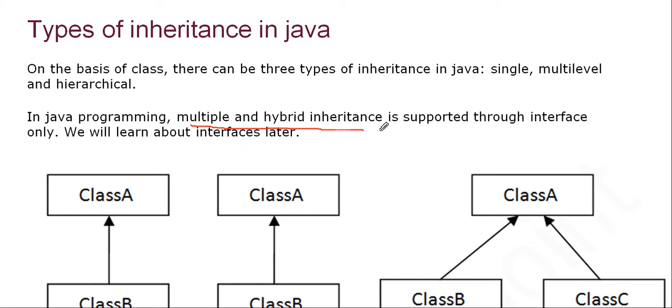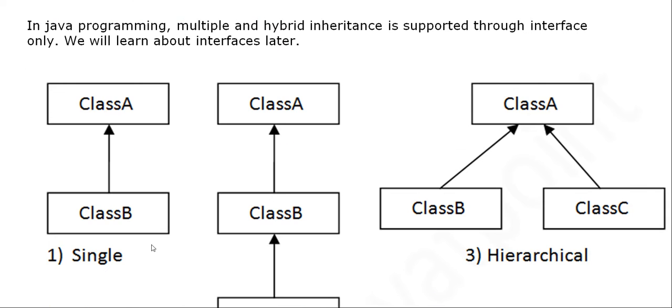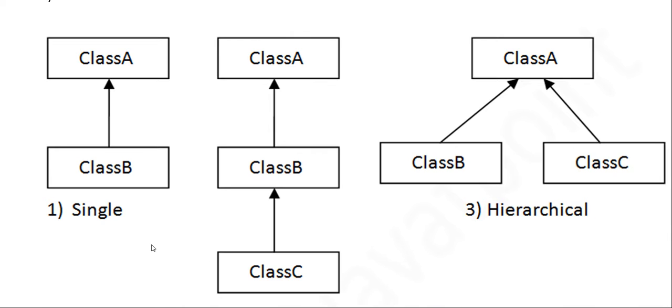Multiple and hybrid inheritance are two other kinds of inheritance supported by object-oriented programming, but these two kinds of inheritance are not supported by Java. So how will we represent these kinds of inheritance? Graphically, we are able to represent them. Here one block diagram is given, so you are able to understand the things clearly. The first diagram shows single inheritance.